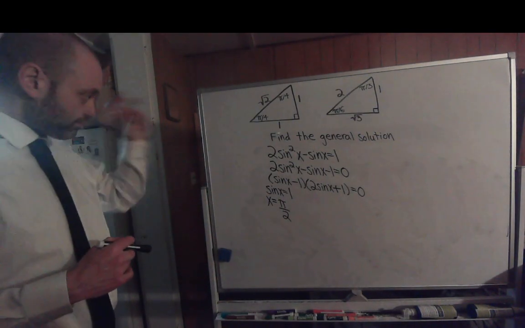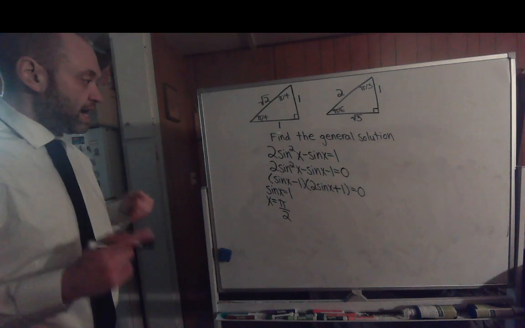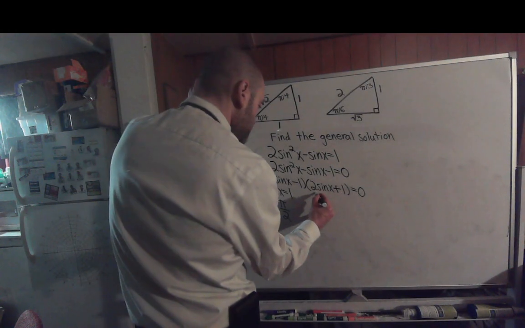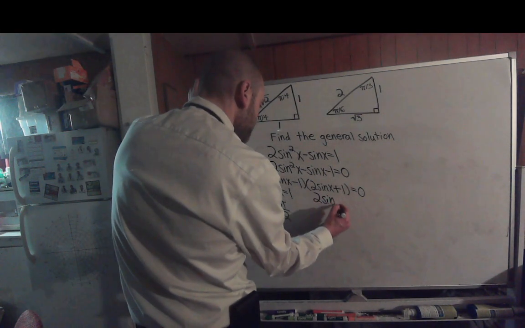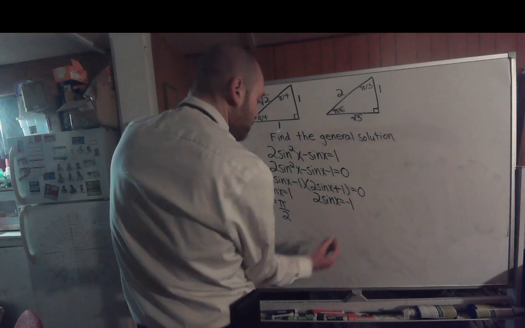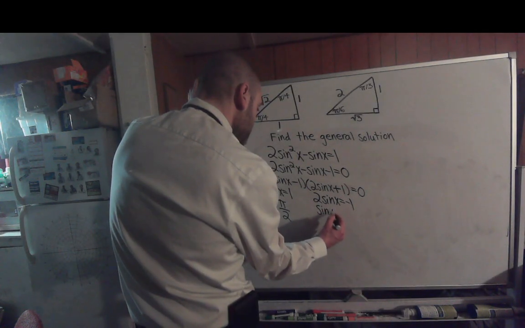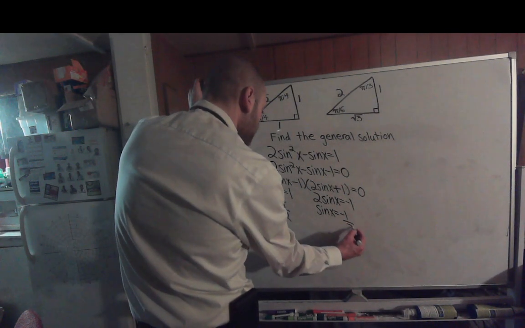Now, what about the 2 sine of x plus 1 equals 0? So that would give you 2 sine of x equals negative 1. So that means the sine of x would equal negative 1/2.